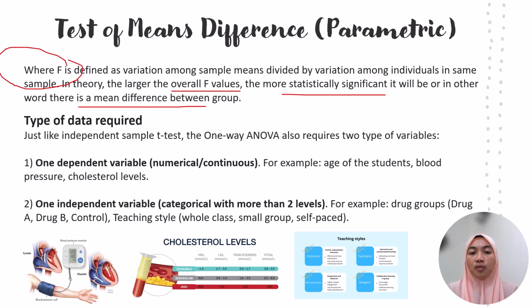There are two types of data required in the one-way ANOVA. The first is one dependent variable. Your variable must be numerical or continuous only, for example, the age of students, blood pressure, or cholesterol level. The other is one independent variable. Your data must be categorical with more than two levels, for example, the drug groups: drug A, drug B, and control, or teaching style: whole class, small class, and self-paced.